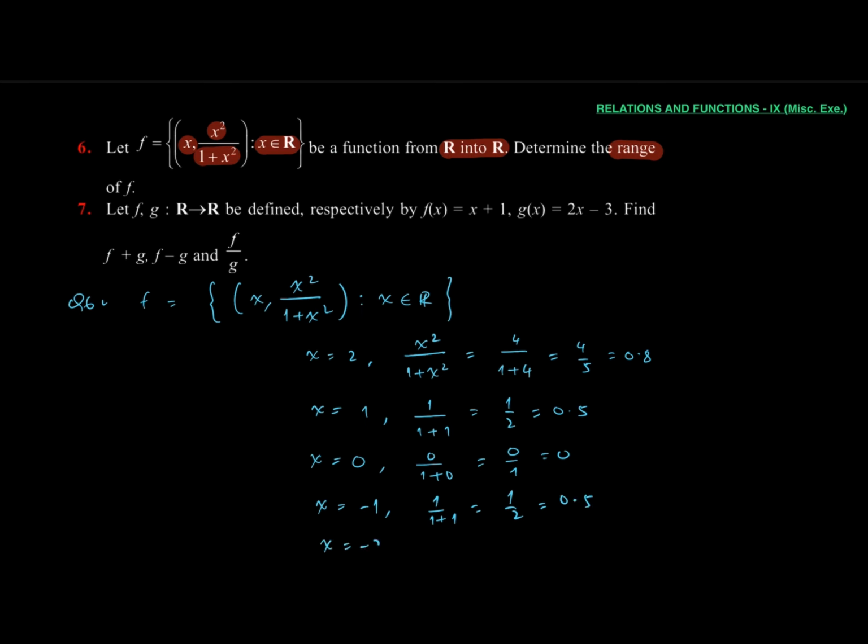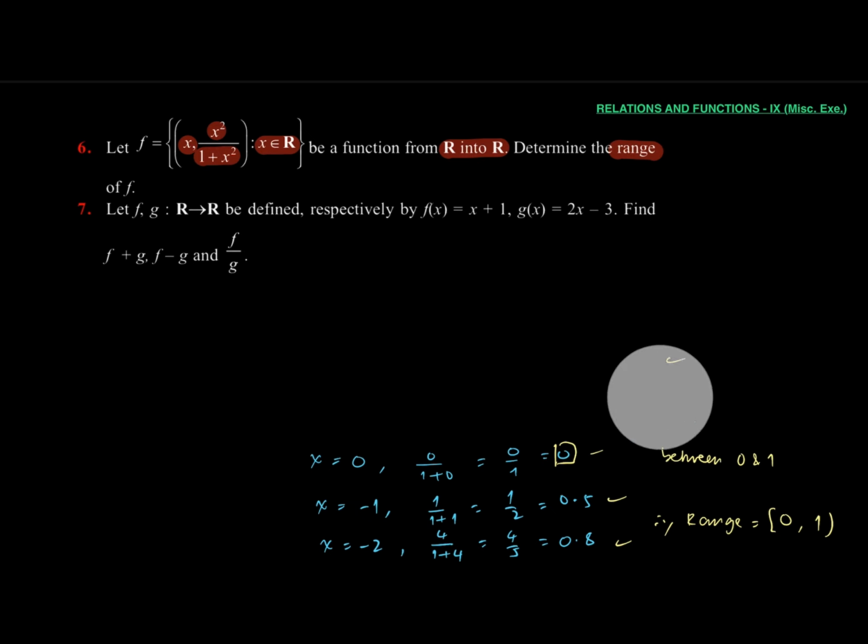And for x equal to negative 2, we'll be having 4/(1+4), and that will be equal to 4/5 again, and this will become equal to 0.8. So your range is positive, and it lies between 0 and 1. So therefore, the range of this function will be [0, 1), with 0 included, but 1 not included, as the range lies between 0 and 1 with 0 included.